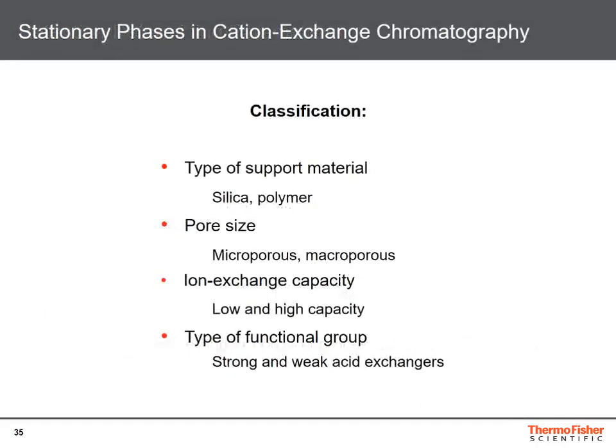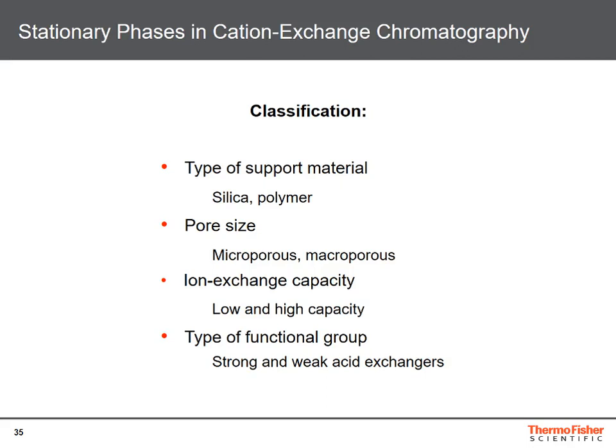The classification of stationary phases for cation exchange chromatography is basically the same as for anion exchange chromatography. That means we typically differentiate between different support materials such as silica or organic polymers. In principle, we could use silica-based columns in cation exchange chromatography, as most of the eluents are of an acidic nature. However, polymer-coated silica columns are not that reproducible to manufacture, so that the majority of columns are polymer-based, at least when we want to separate small molecule weight cations.